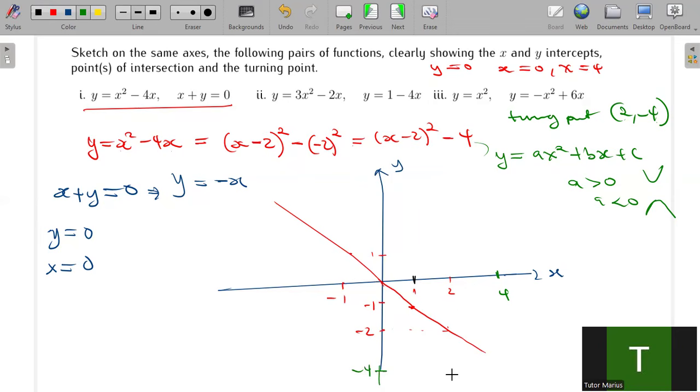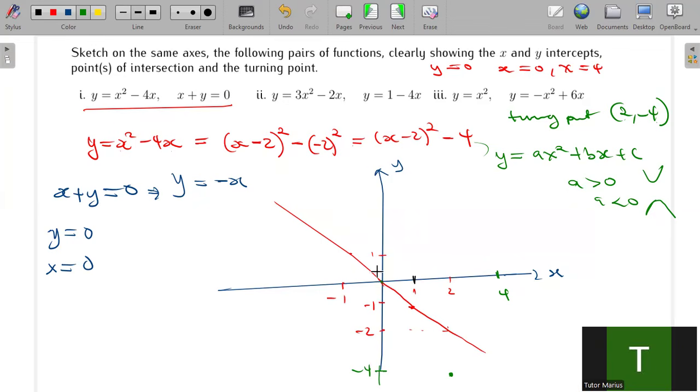So 2 comma negative 4 is somewhere here. So here, when you put 2, you expect negative 4, it's there. Okay. And then here we've established that the other x-intercept is x equal to 0, which is at that point.